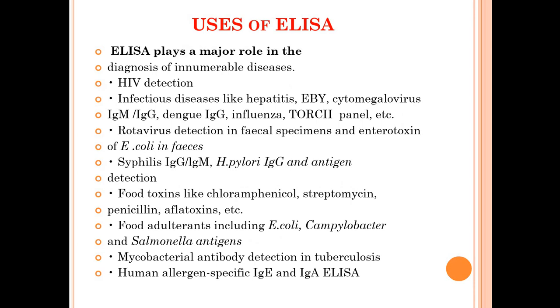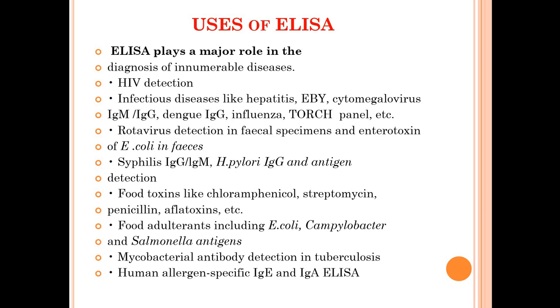What are the uses of ELISA? ELISA is very, very significant, remember, and plays a very important role in diagnosis of a variety of different diseases. It is used for detection of HIV, used for detection of infectious diseases like hepatitis, right? Epstein-Barr virus, then cytomegalovirus. It is used for detection of dengue, influenza, then TORCH panel, used for detection of rotavirus in fecal samples, detection of enterotoxin of E. coli in feces, used for detection of syphilis or Helicobacter pylori IgG antibodies or antigen detection also.